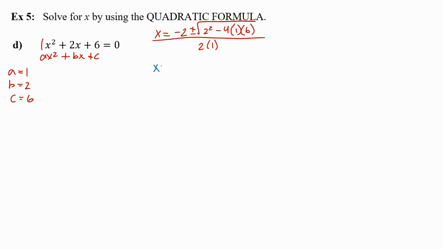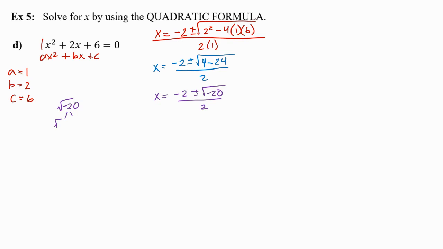Okay. We have x equals negative 2 outside, which can't be simplified because there's no double negative. Plus or minus 2 squared is 4. Minus 4 times 1 times 6 will give us negative 24, all over 2 times 1, which is 2. Then we have negative 2 plus or minus the square root of 4 minus 24, which gives us negative 20 all over 2.